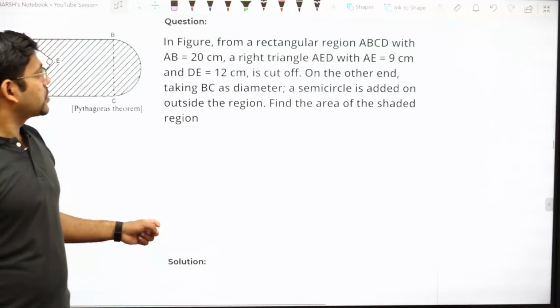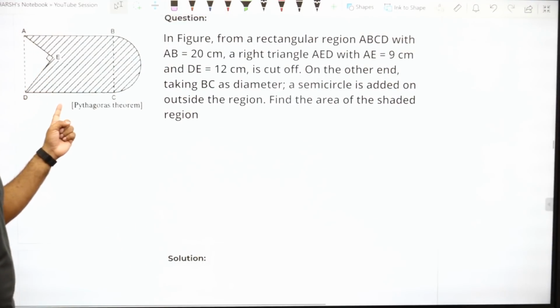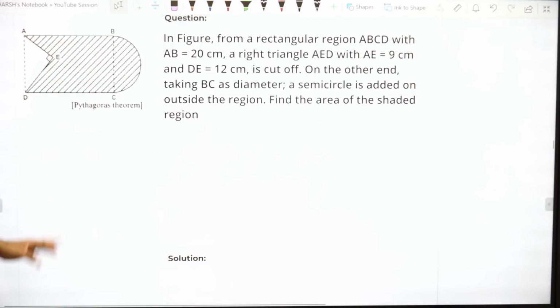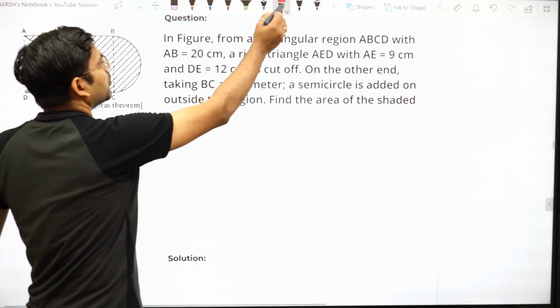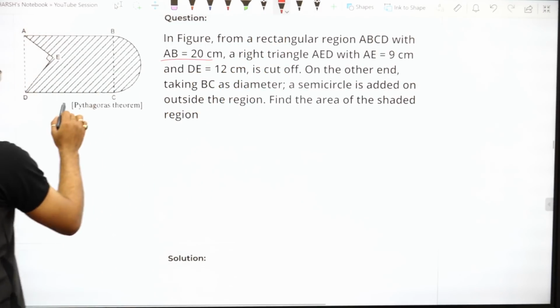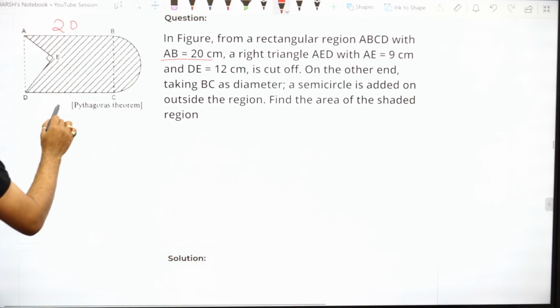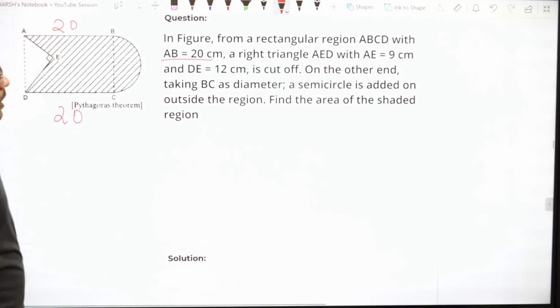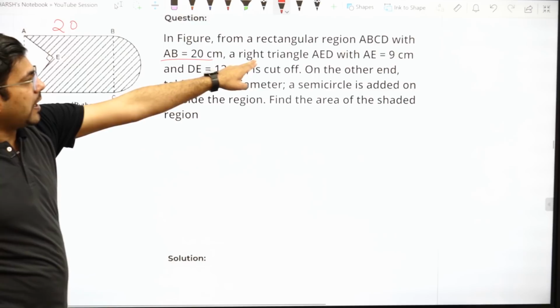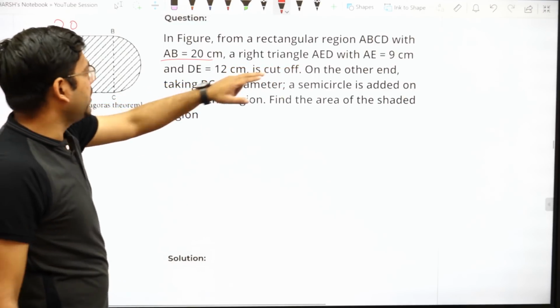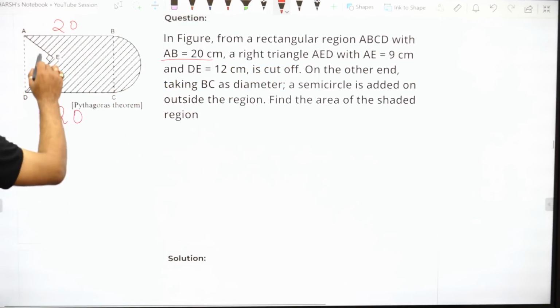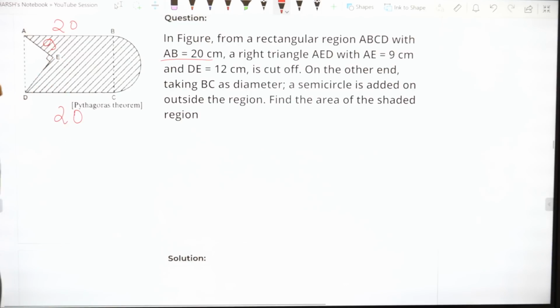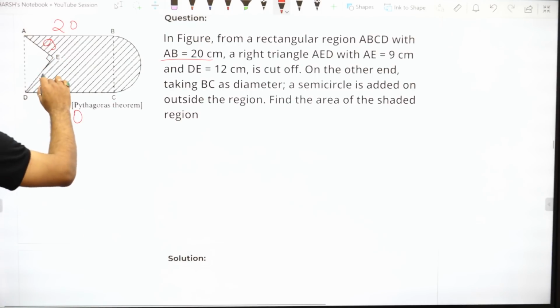Now this is the next question. In the figure, from a rectangular region ABCD, with AB 20 centimeter, right angle at A, I'll draw along with the figure. AB is 20 centimeter, so I'm writing down this is 20, so this will also be 20. Right triangle AED with AE 9 centimeter. I'm writing here AE is 9 and DE 12.